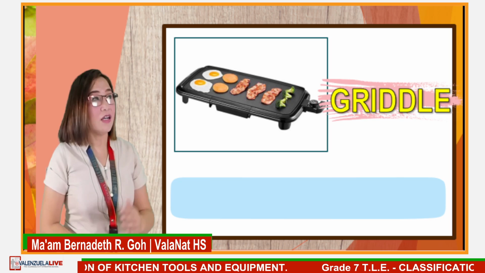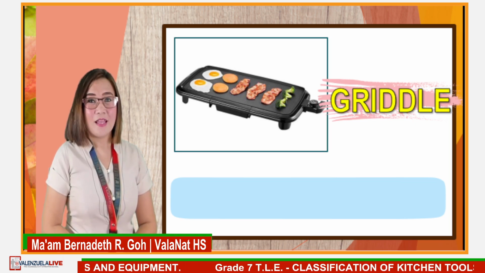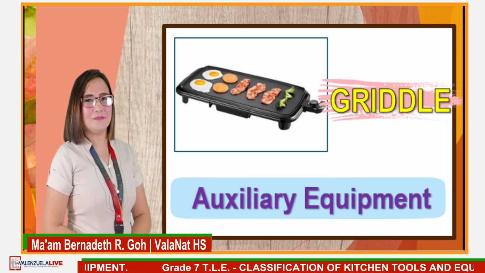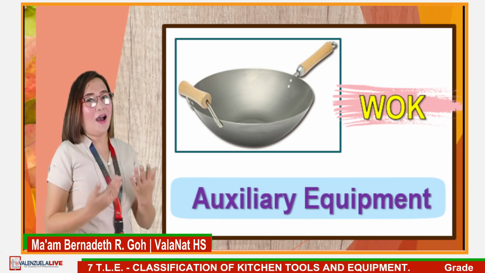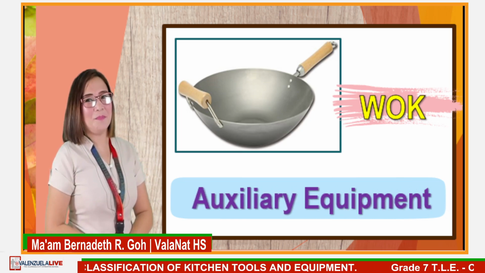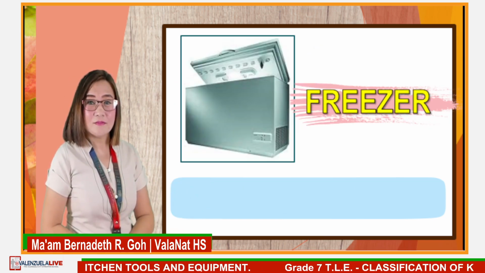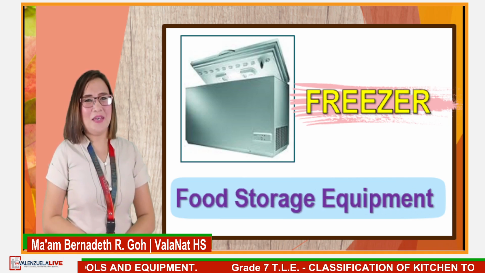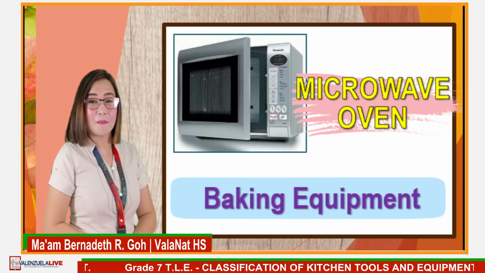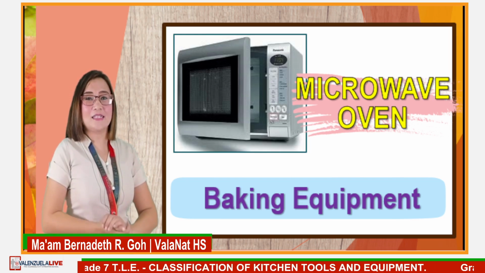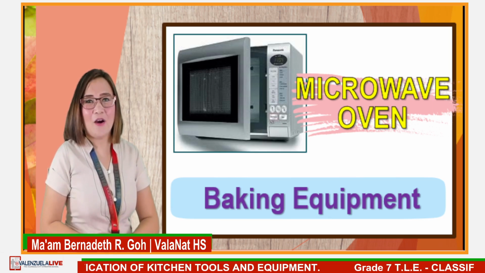Another here, griddle, which is considered as an auxiliary equipment. A wok is classified as another auxiliary equipment. A freezer is a food storage equipment. And microwave oven is classified as one of our baking equipment. Very good. Now let's move on.